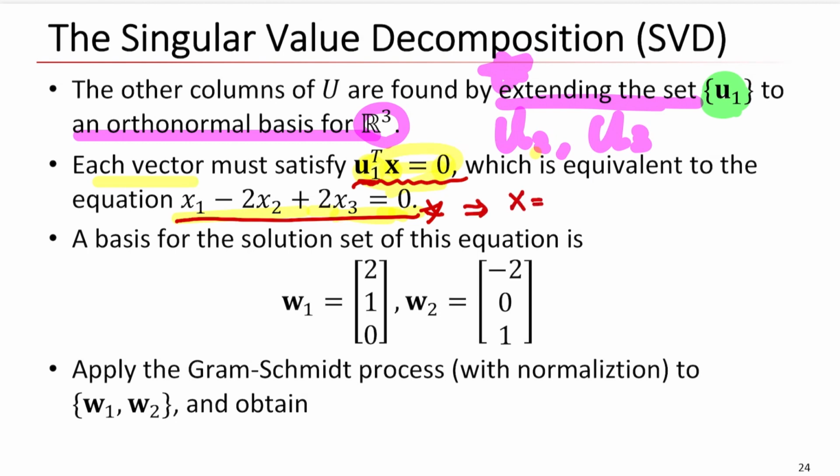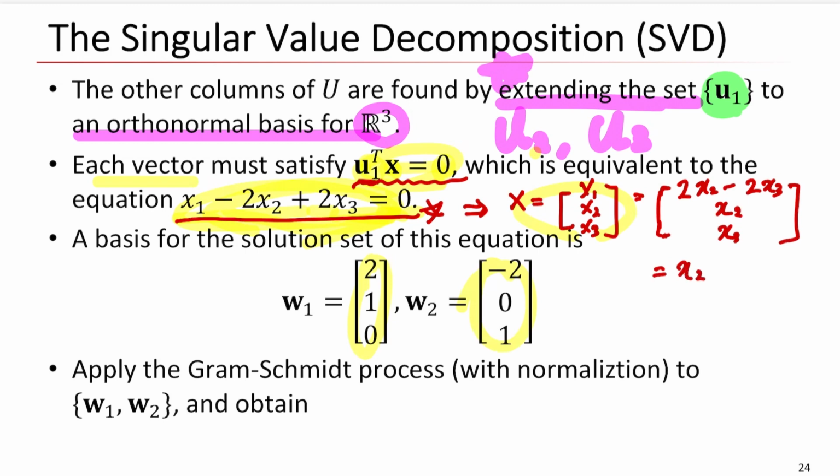Then the question is, how can I find the vector that satisfies this equation? As you know, there are so many possible solutions of this equation, right? But if you find the basis for this solution, we can find two bases, something like this. How can you do that? You can do something like this. Here, x1 is 2x2 minus 2x3, and x2 and x3, so it will be x2 times (2, 1, 0) plus x3 times (negative 2, 0, 1). So these two vectors are the basis, right?